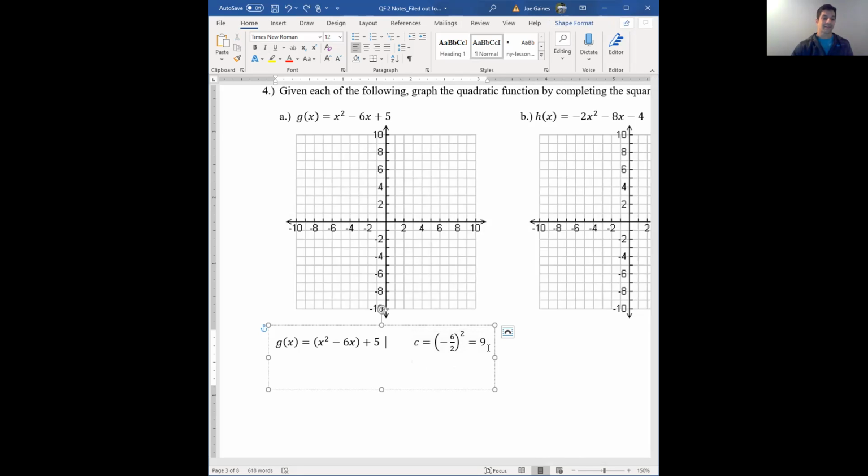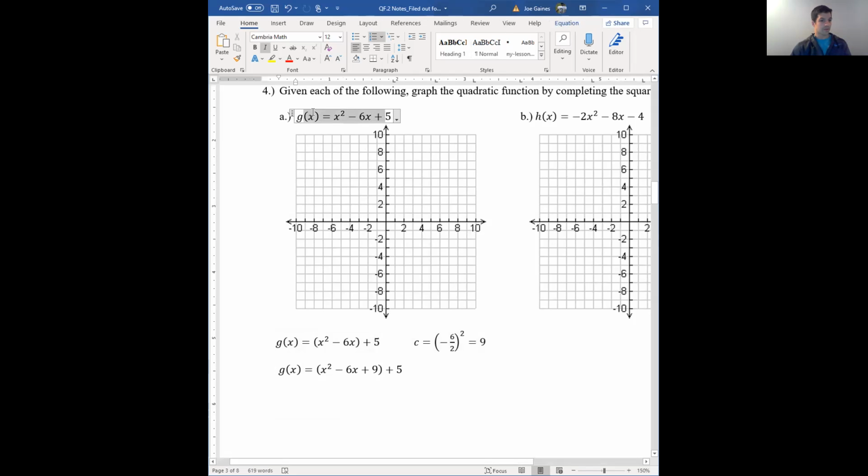So how do I get that c value of 9? Well, I'm going to add it inside the parentheses. So I'm going to add the c value of 9 inside the parentheses. You see that here, I have x squared minus 6x plus 9. That gives me a polynomial that I can go ahead and turn into a perfect square. Now, at the same time as adding that 9 in, I've actually changed the value of this polynomial. If I were to simplify this, this would be x squared minus 6x plus 9 plus 5, which would be plus 14, which is not the equation that I started with up here.